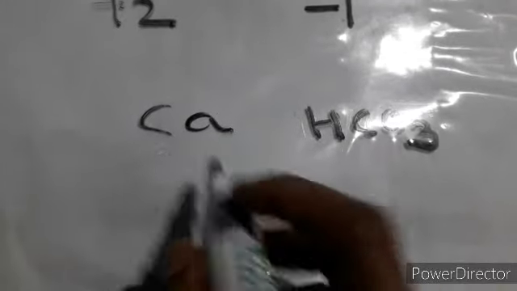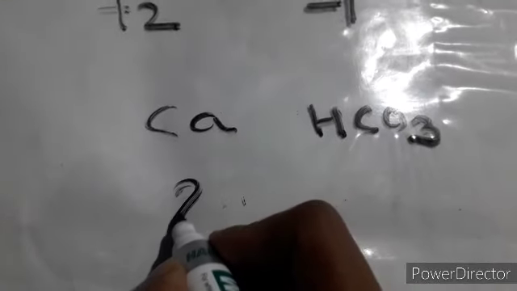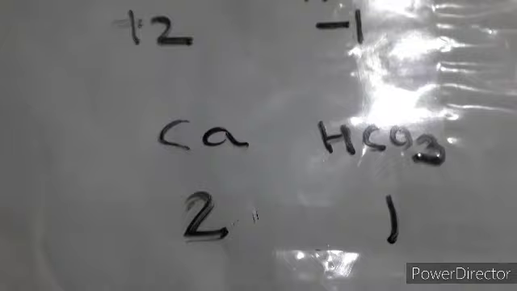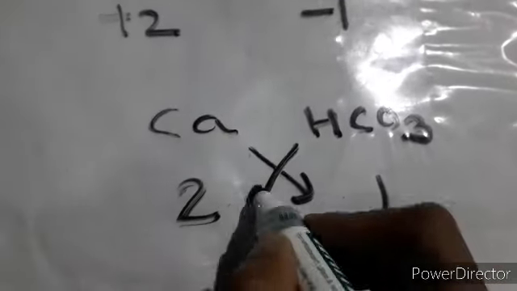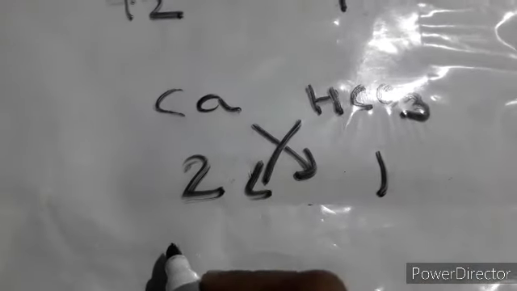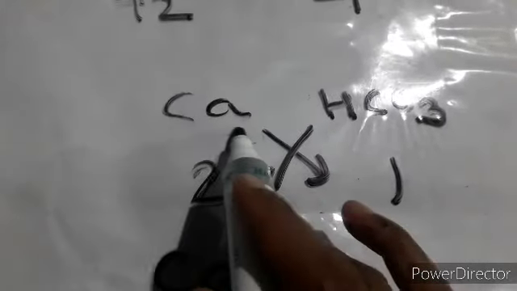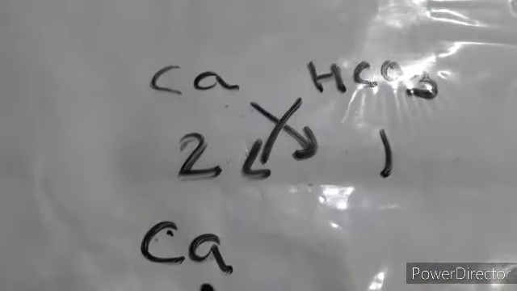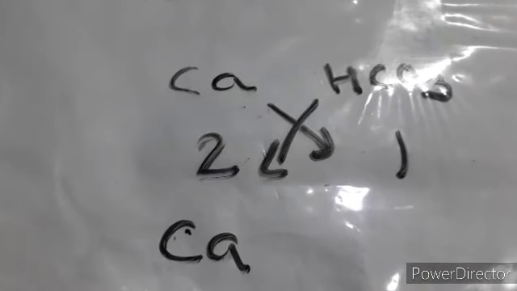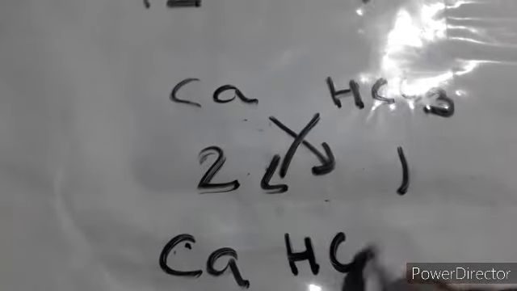So again, I'm writing Ca, and it is 2. Over here it's 1, and we just cross multiply it. And again I am telling you, please be very focused, because this is the positive one, this is the negative one. The positive is written first over here, then you are writing the negative part.